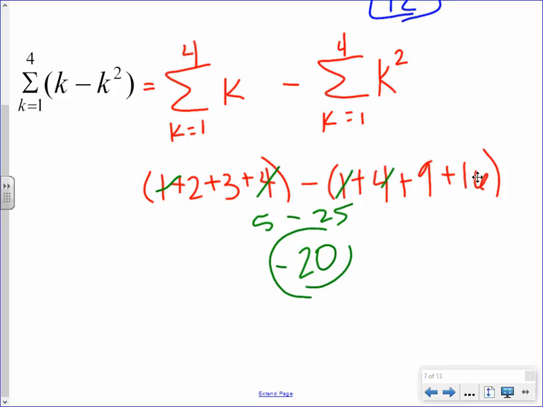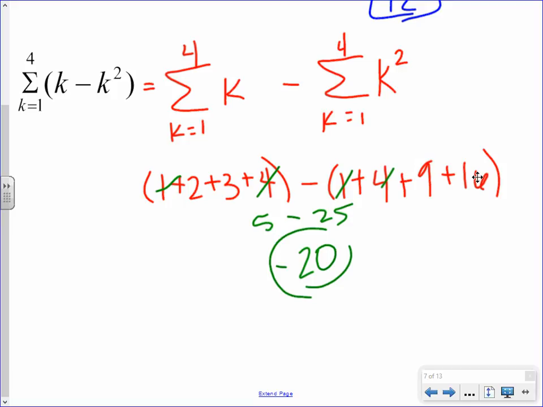Now, what happens if we're going to go from like 1 to 30? You are not going to want to sit there and add 1 plus 2 plus 3 plus 4 plus 5 all the way to 30. Okay? So we're going to have some shortcuts. Now, I'm giving you 3 shortcuts.